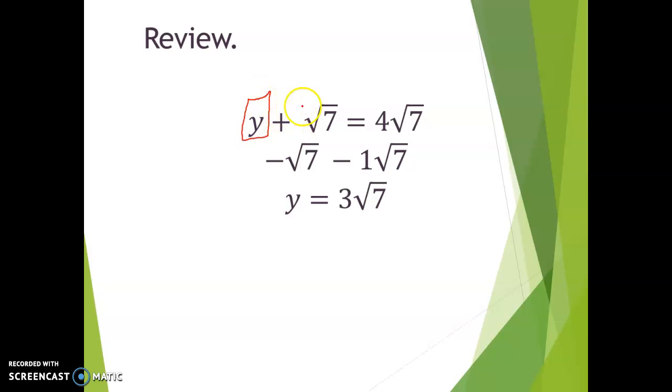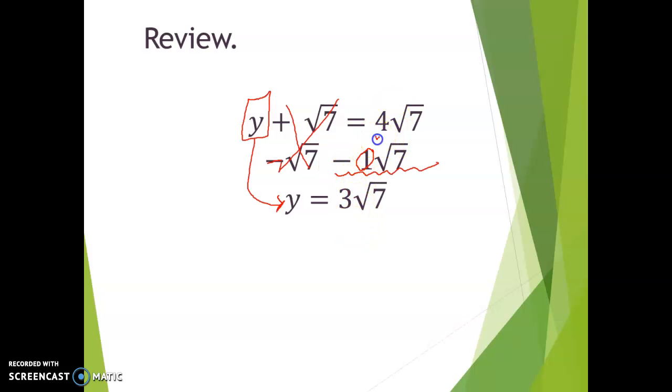Right now the y term has a plus root 7 with it. We want to get rid of that, and the way to get rid of it is using inverse operations. So we're going to subtract root 7 from the left-hand side, and whatever we do on the left, we also have to do on the right to keep our equation balanced. Now notice here we've added that 1 just as a reminder to ourselves that there is a coefficient of 1 in front of that root 7. On the left, positive root 7 and negative root 7 cancel each other out, leaving just our y term. That's what we wanted. And on the right-hand side, 4 root 7 minus 1 root 7 equals 3 root 7.